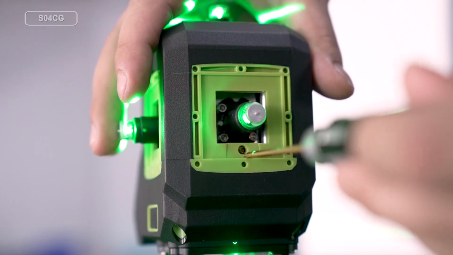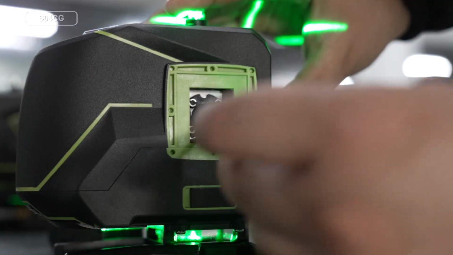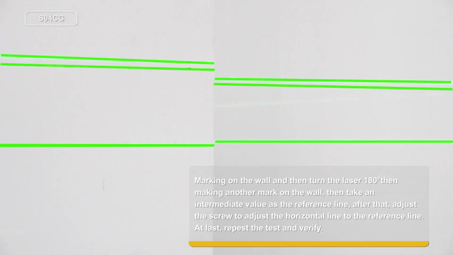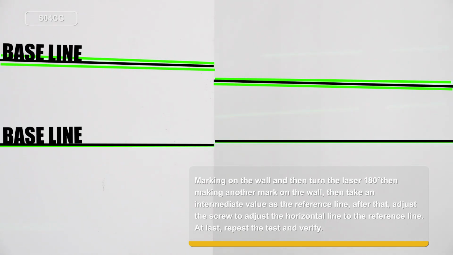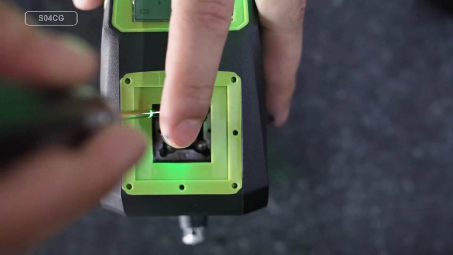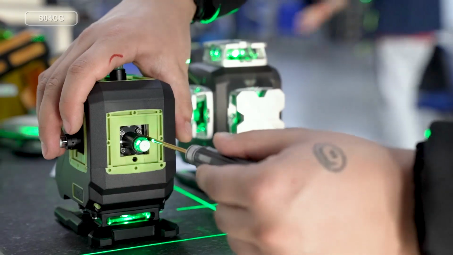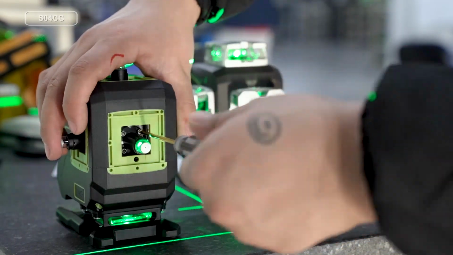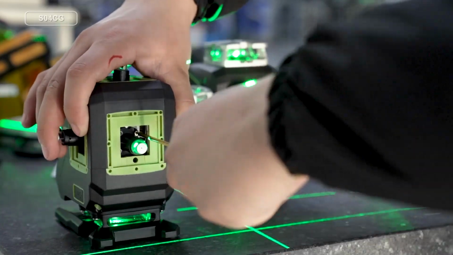After that, adjust the screw to adjust the horizontal line to the reference line. At last, reset the test and verify. The specific adjustment depends on the deviation of the actual situation, and adjust the corresponding screw for accuracy leveling.